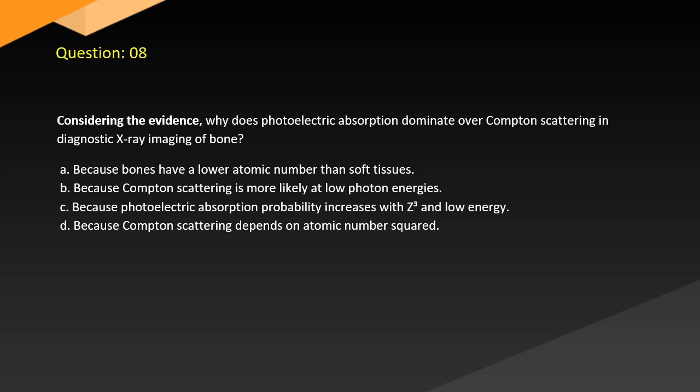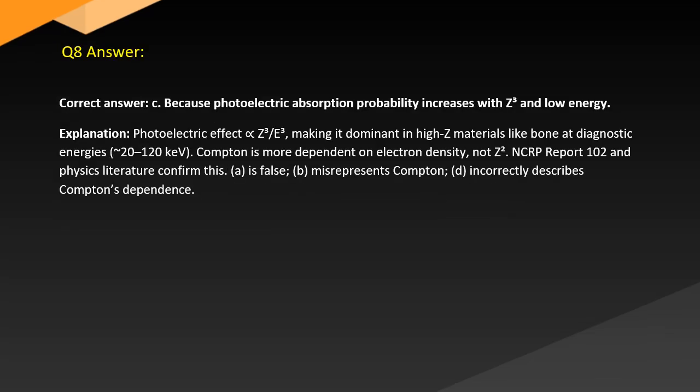Question 8. Considering the evidence, why does photoelectric absorption dominate over Compton scattering in diagnostic X-ray imaging of bone? A. Because bones have a lower atomic number than soft tissues. B. Because Compton scattering is more likely at low photon energies. C. Because photoelectric absorption probability increases with Z and low energy. D. Because Compton scattering depends on atomic number squared. Answer. Correct answer: C.